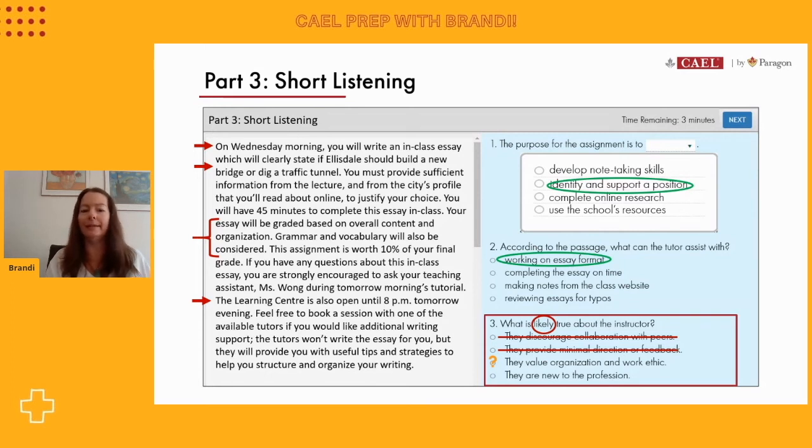He values organization. But the second part of this answer is about work ethic. So we have to consider that part too before we select answer choice C. So if you have a strong work ethic, it means that you're going to work hard to do well on this assignment. When I think about all of the work these students are doing in, frankly, a short amount of time, I think that answer C probably is correct.